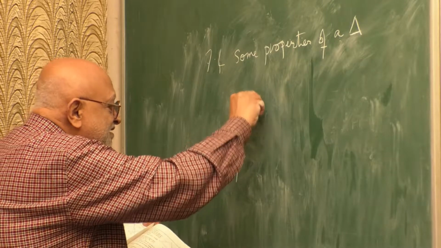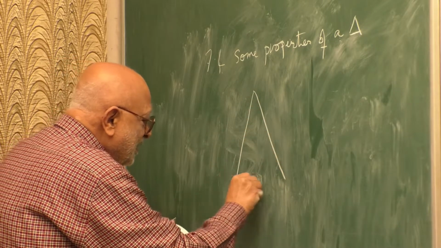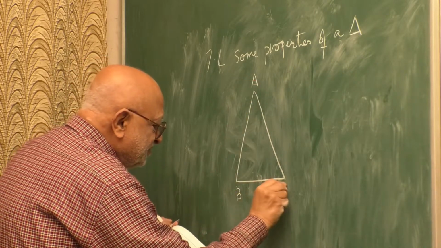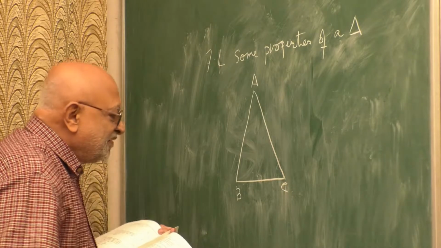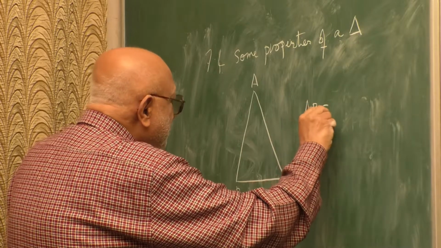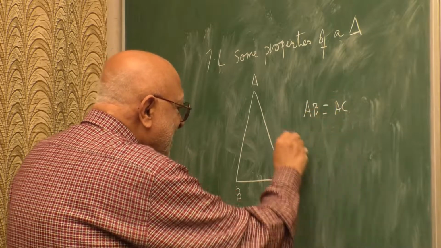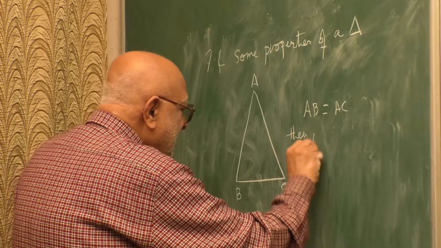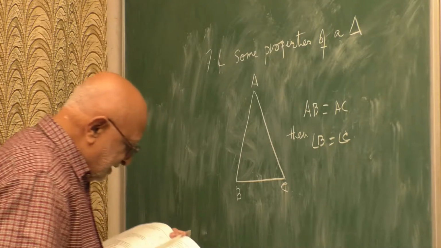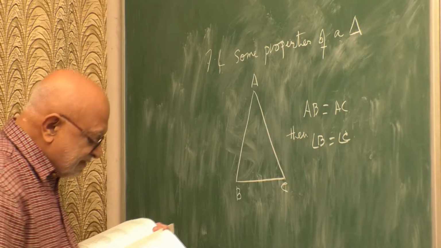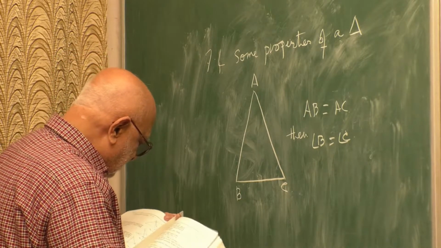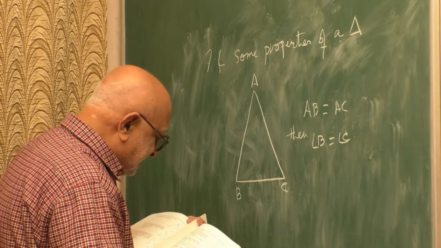if we have a triangle, let's call it ABC, as we have continued doing, and if AB is equal to AC, then angle B is equal to angle C. There is a proof, which is very simple, and there is nothing wrong in it. In doing it, let us draw a perpendicular. Let's draw the bisector of A.